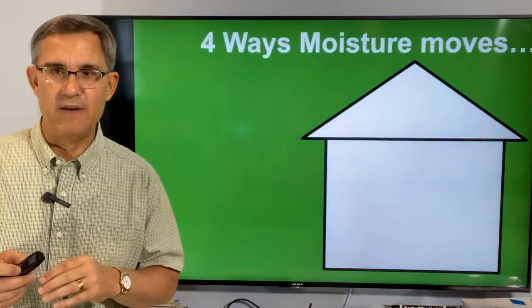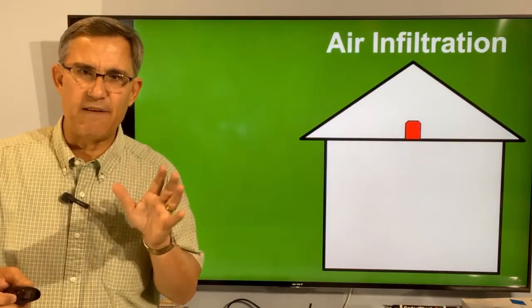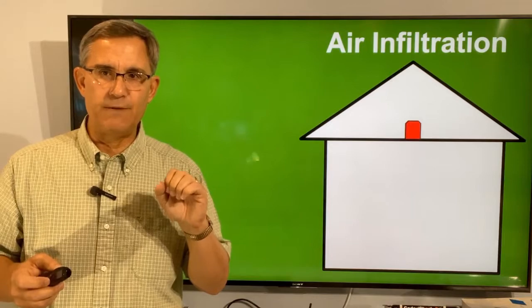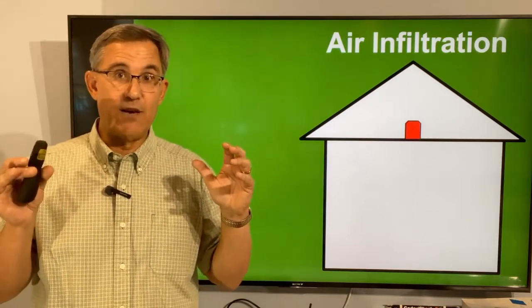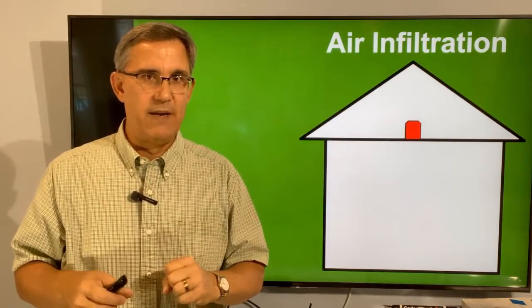Let's talk about 4 ways moisture moves around. We'll just go that way. So the 4 ways they move, okay? So simple stuff, air infiltration. When we talk about air infiltration, that is just like it sounds. Air wants to infiltrate your home, and it'll come through any nook and cranny that is possible.